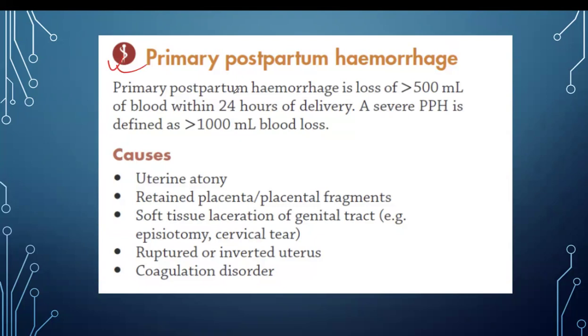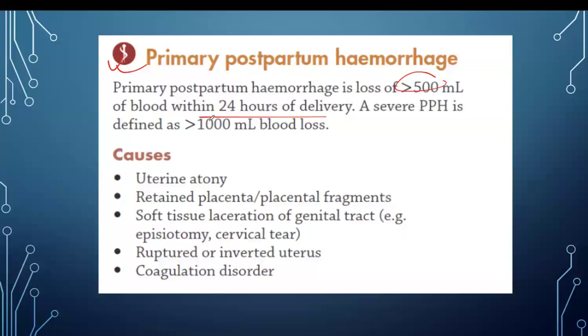Moving on to primary PPH. Primary postpartum hemorrhage is loss of more than 500 ml of blood within 24 hours of delivery. So antepartum hemorrhage is done, right? Postpartum hemorrhage, we divide it as primary and secondary. If a patient has bleeding within 24 hours of delivery, that's primary PPH. After 24 hours of delivery, up to 6 weeks postpartum, any bleeding will be secondary PPH.